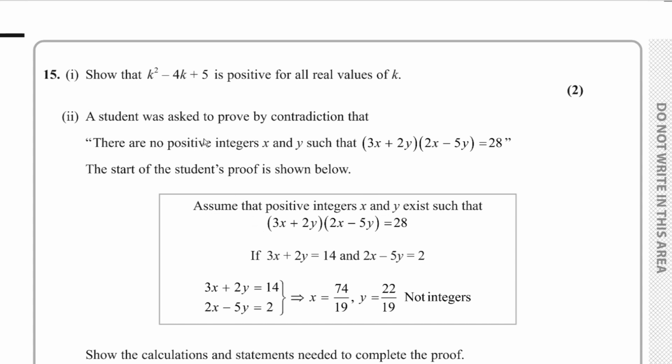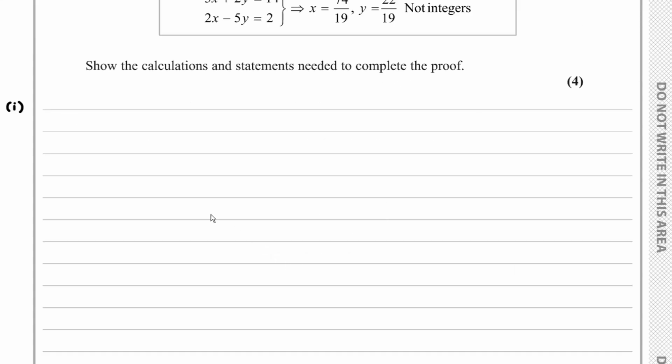Question 15. For the first part, show that k squared subtract 4k plus 5 is positive for all real values of k. So we've got k squared subtract 4k plus 5, and what we can do is complete the square. So we have k subtract 2 all squared, then we subtract the square of 2, so we subtract 4, and then we add on the 5. And simplifying, we have k subtract 2 all squared plus 1.